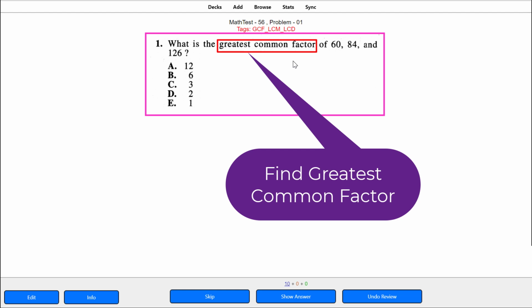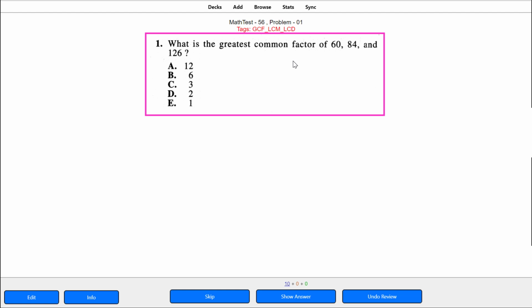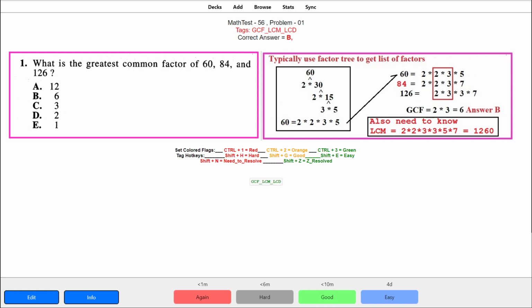Okay, problem number 1 is the greatest common factor problem. When we say greatest common factor, we automatically start breaking the numbers down into prime factors. Say it's 60: that becomes 2 times 30, 2 times 15, 3 times 5. Next we'll do a factor tree for 84 and then 126. We'll list all of them in a little chart like this. The greatest common factor is found by looking at the ones that are common. The 2 times 3 is equal to 6.